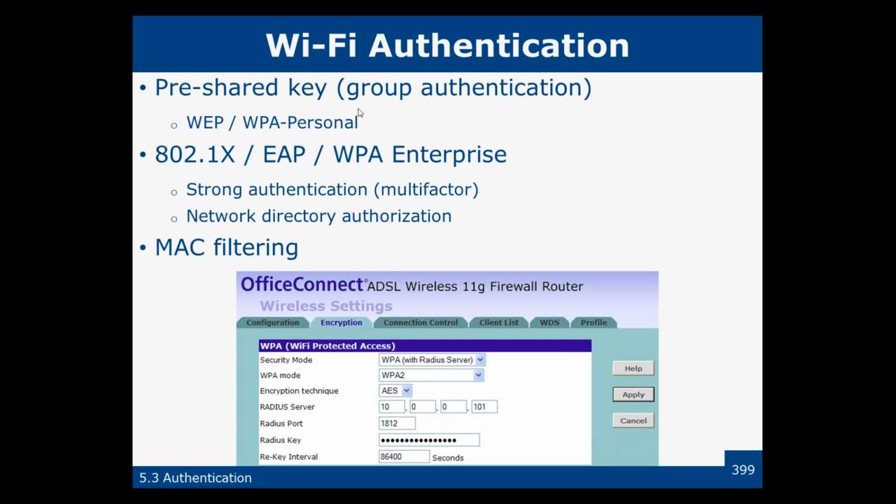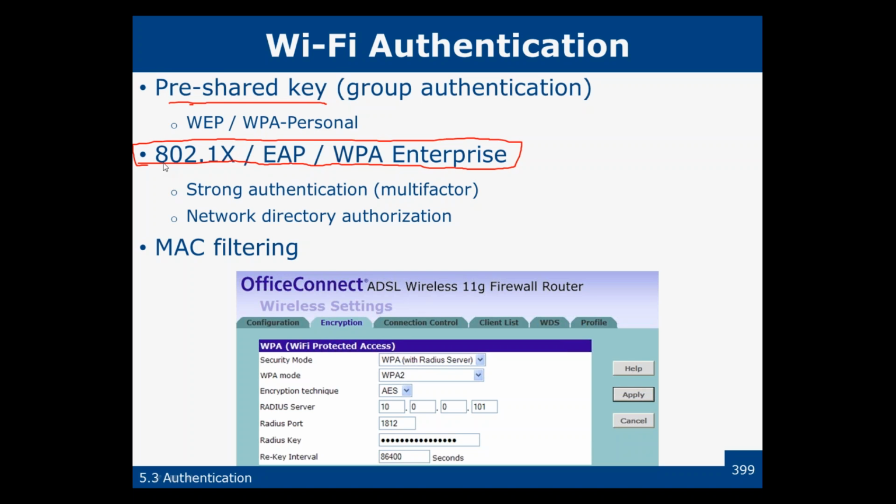Wi-Fi authentication: pre-shared key, where we tell all of our friends and neighbors what our password or passphrase is to get on our wireless access point. We can also use 802.1x with WPA Enterprise. On many access points, you have WPA Personal, which is going to be a pre-shared key. WPA Enterprise is going to support 802.1x, which would be really handy to have, except then you've got to have the Radius server and all that other stuff running.